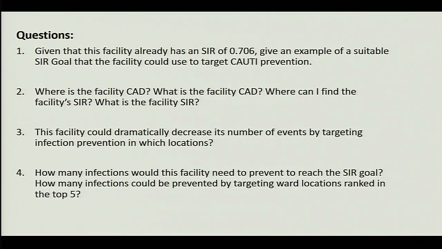Okay, so question number one: given that this facility already has an SIR of 0.706, give an example of a suitable SIR goal that the facility could use to target CAUTI prevention. And if anyone would like to venture to one of the microphones to give an answer, we can do it that way.